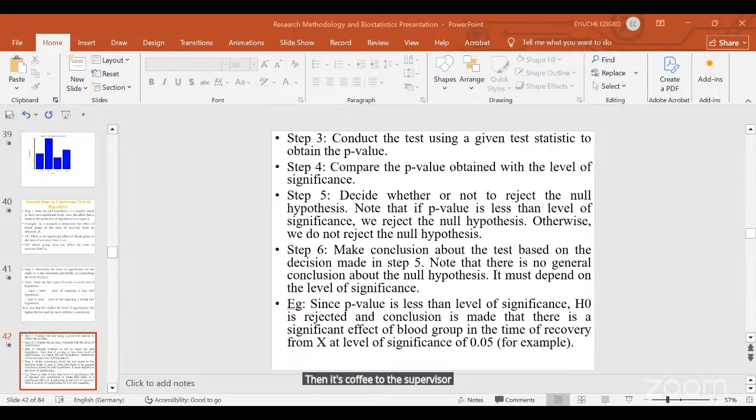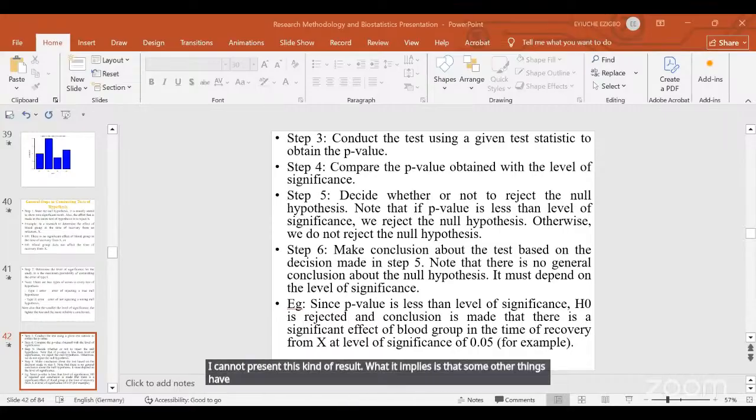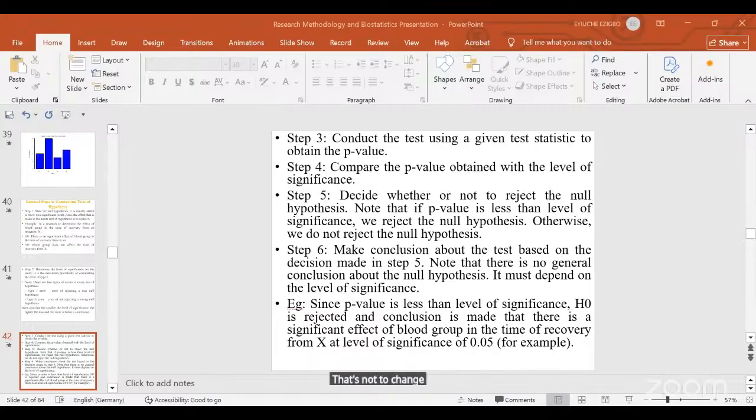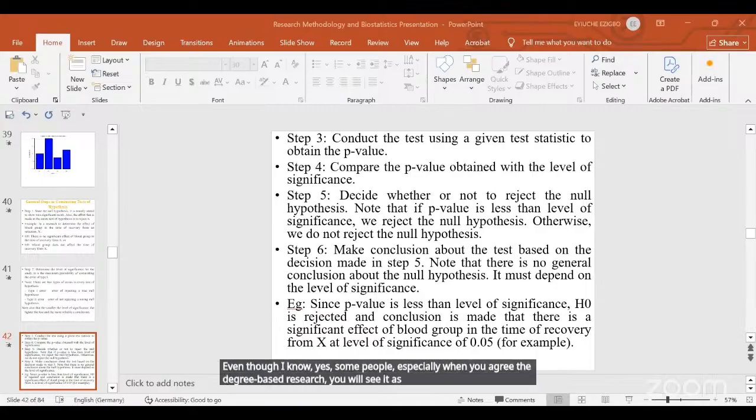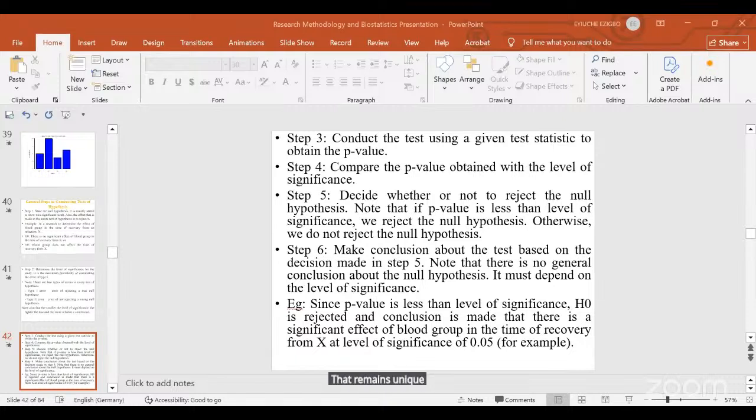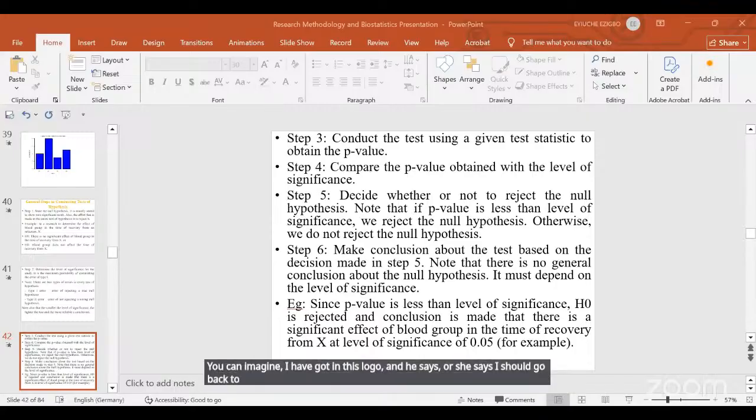If your supervisor says no, that we cannot present this kind of result, what it implies is that some other things have to be done, but not to change that result. What are the things that will be done? Probably the purpose of the research may change, even though I know, yes, some people, especially when you are doing a degree-based research, will see it as a setback, that maybe this man or this woman doesn't want me to graduate. You can imagine I have got to this level and he says or she says I should go back to the field. I should change this, I should change that.